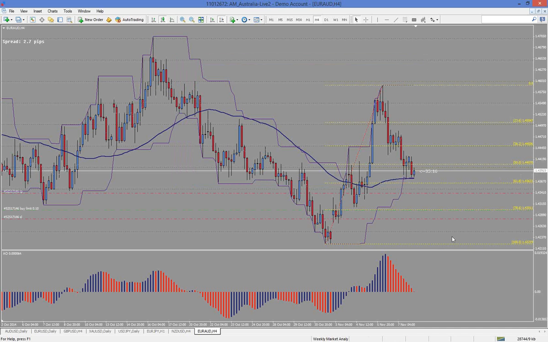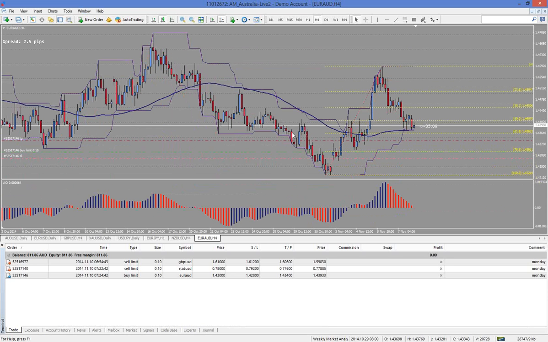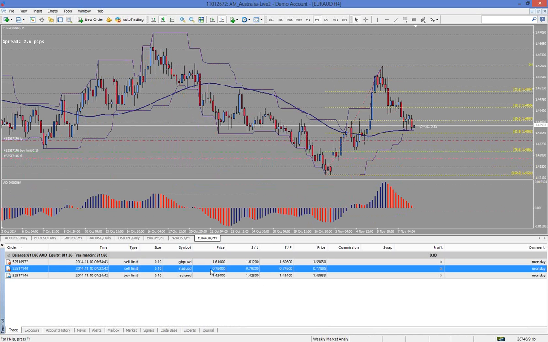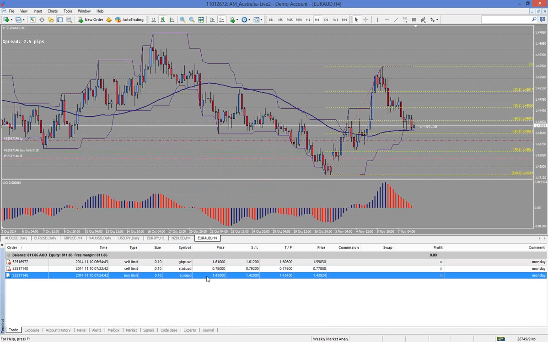All right, all good. Let me recap on what's happened today. What have we got? We've got 3 pending orders. We've got a sell GBP USD at 161. We have a sell Kiwi dollar at 78. And we have a buy Euro Aussie at 143. They're all 2040s, meaning 20-point stops, 40-point targets. So they're all 2-to-1 ratio trades.